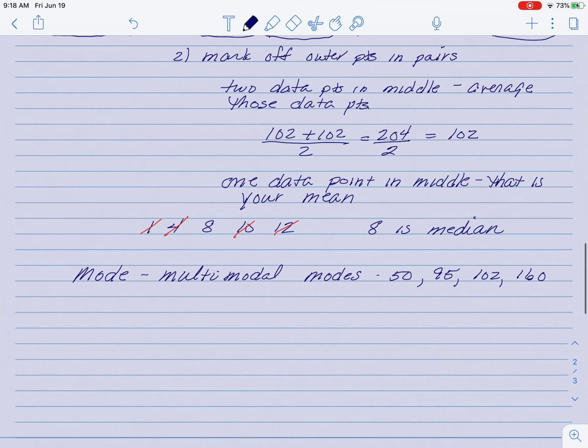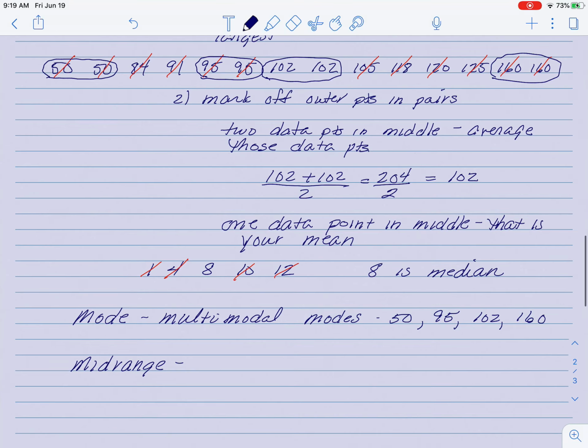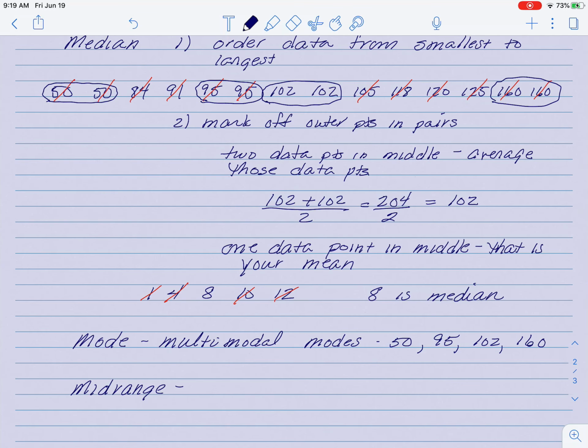And then the last thing we want to do is mid-range. So mid-range, again, once you've ordered your data, you already have the lowest and the highest in order. So you just take the lowest value, 50, plus the highest value, 160, and you divide by 2. So that's 210 divided by 2. So the mid-range is 105.